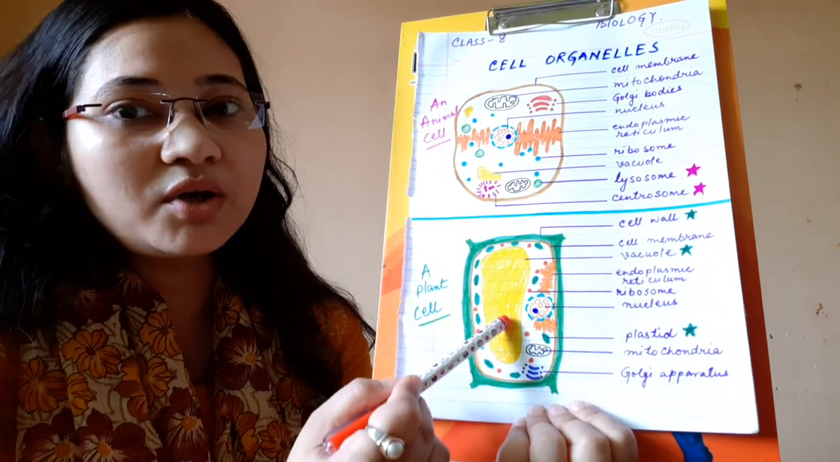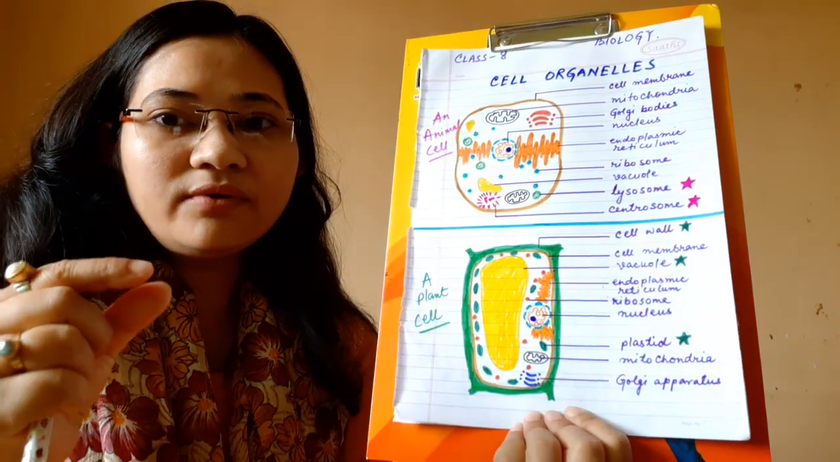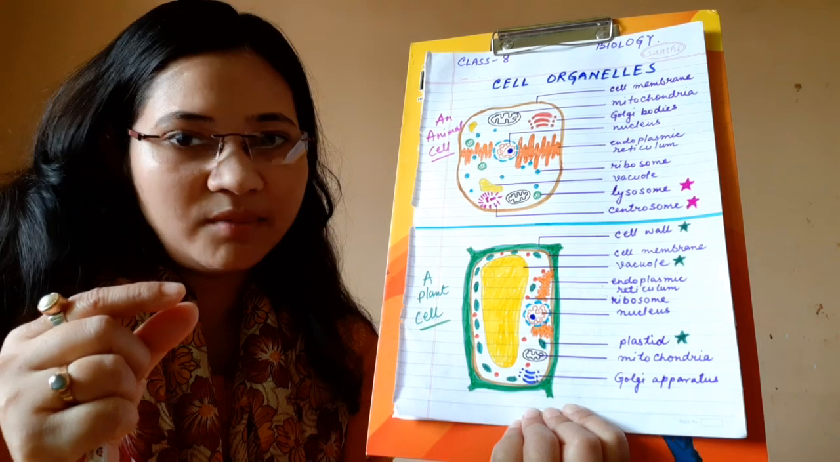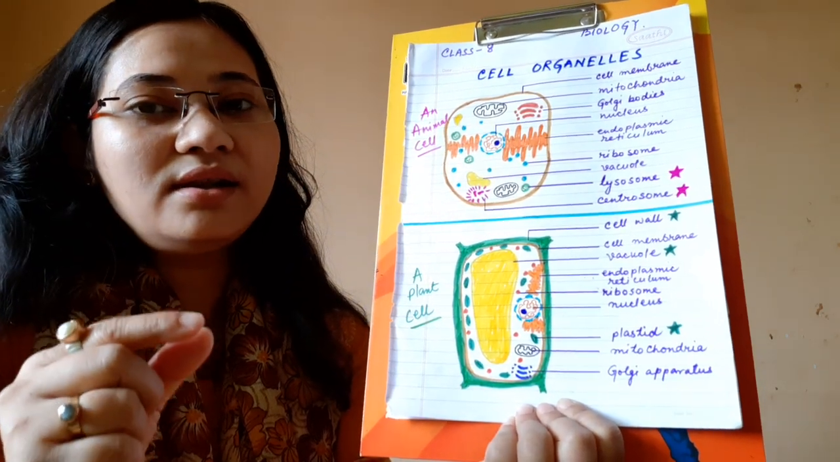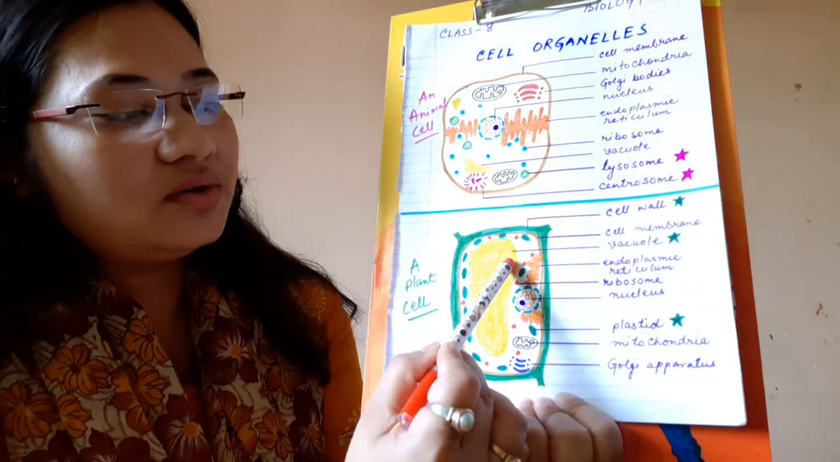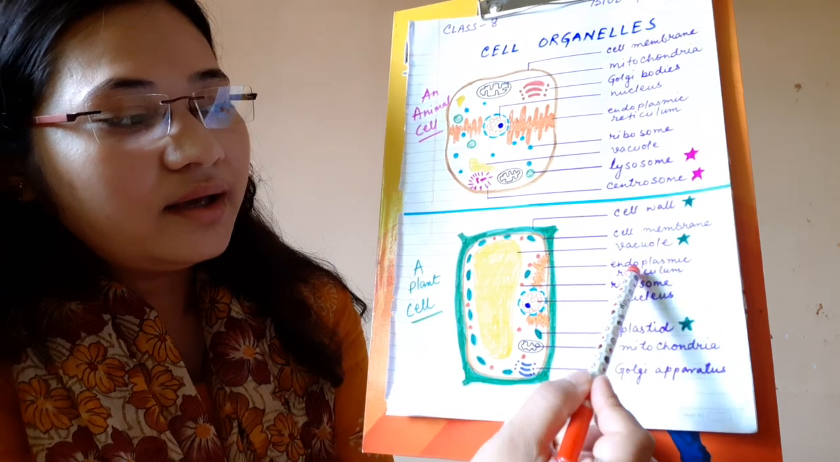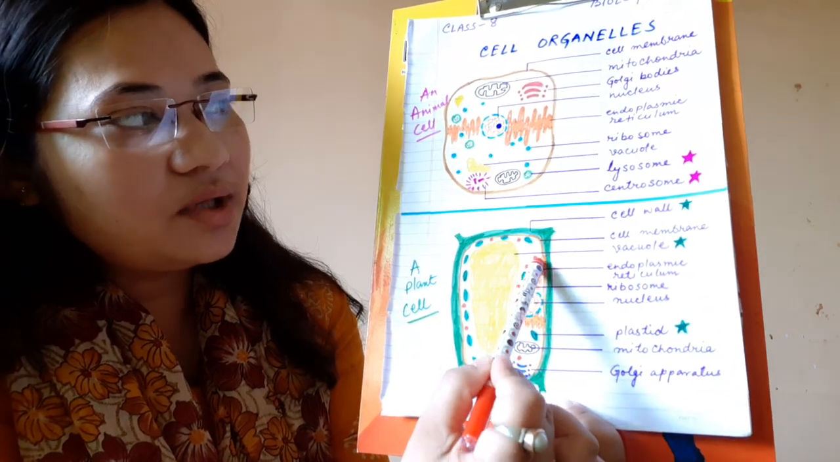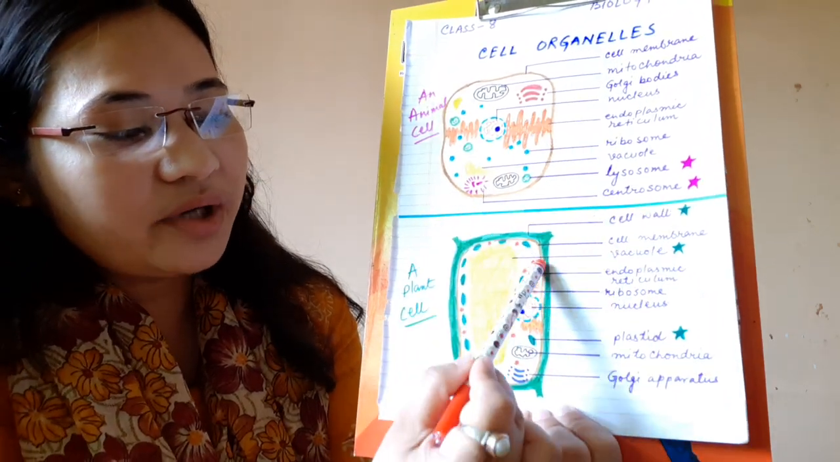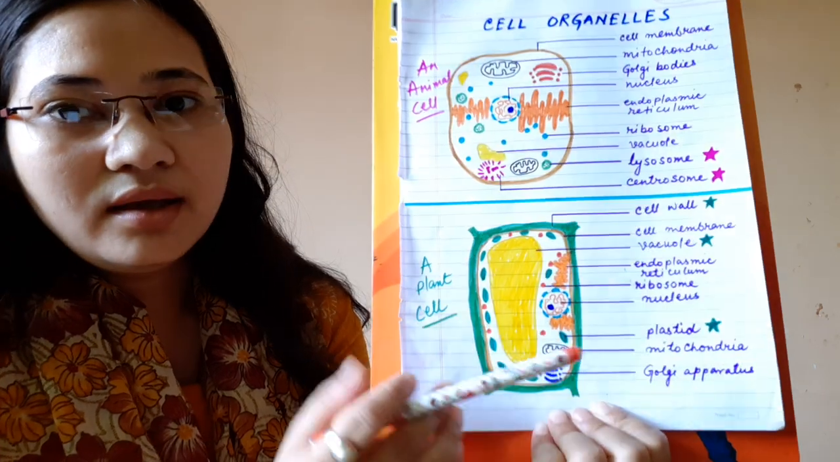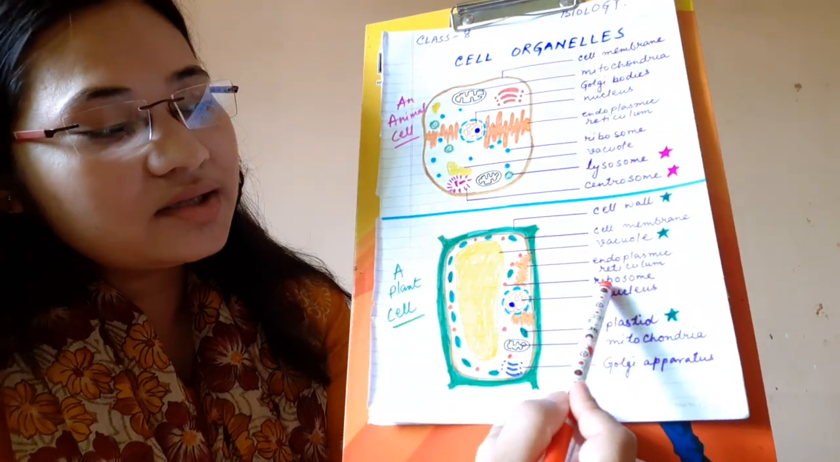So cell sap. When you press the leaves of aloe vera, you can see some juicy substance coming out that contains cell sap. Okay, so vacuoles, a big vacuole. Then endoplasmic reticulum, similar to animal cells. Okay, endoplasmic reticulum.